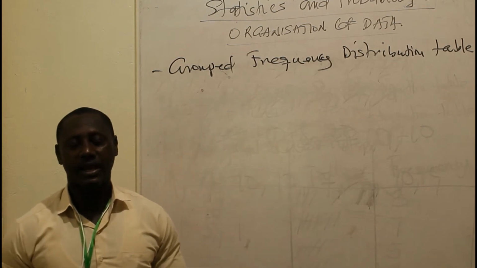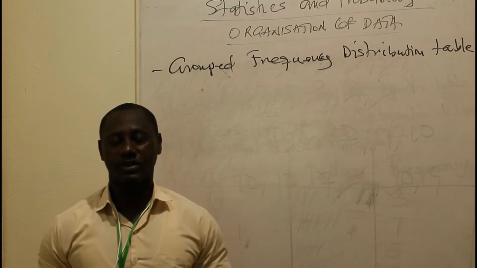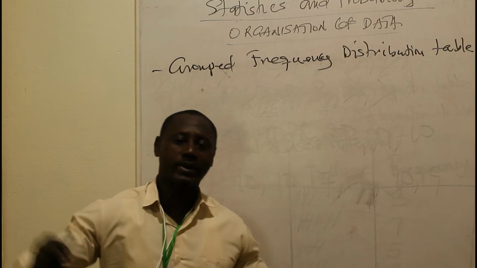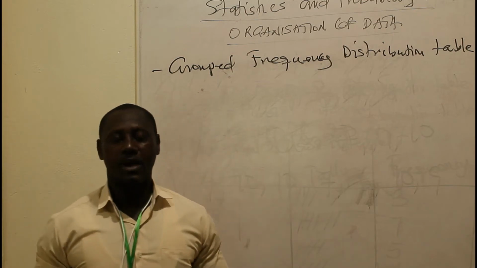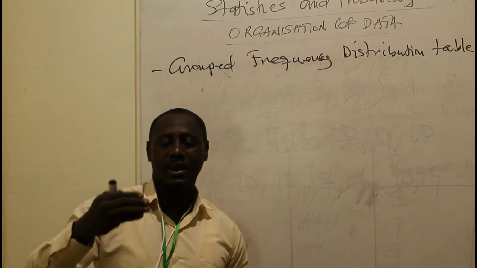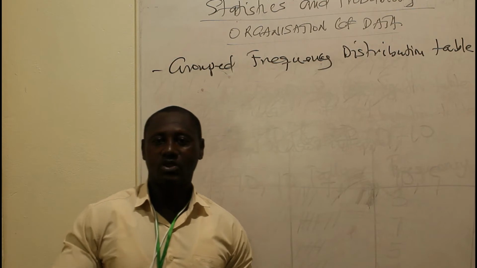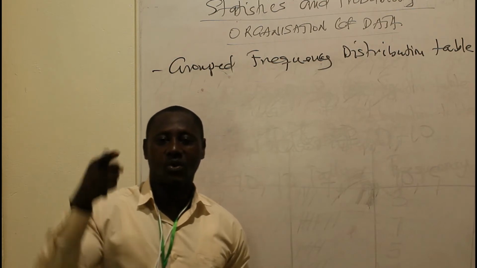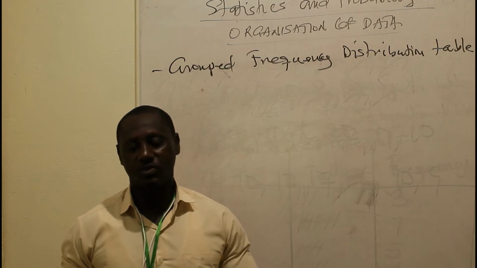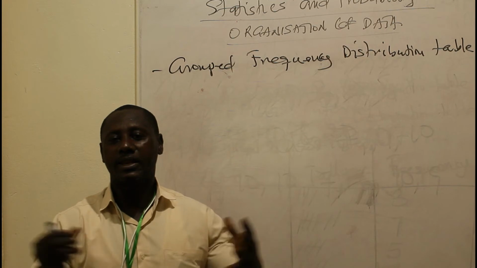We are also saying that the data values must be exhaustive. What it means is that the intervals must be able to absorb all the data values. So by the end of your construction of the intervals, there shouldn't be a data value that will not get an interval to fall within. So that's why we are saying that they should be exhaustive. They should be able to take all the data values.